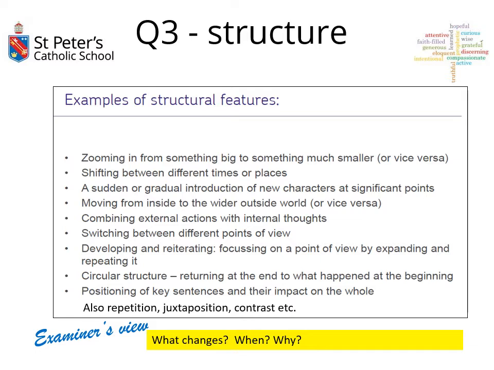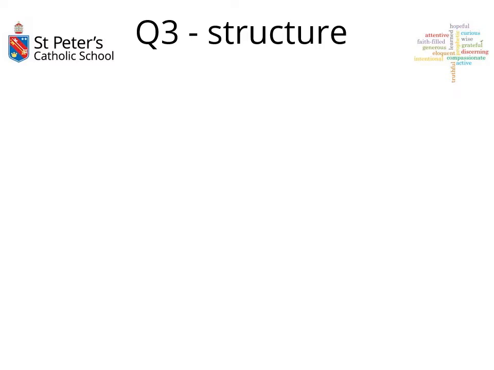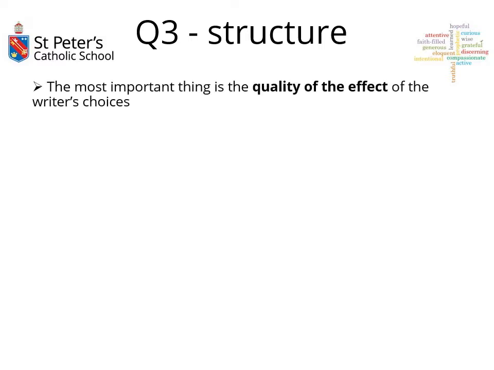So if you fundamentally answer these 3 questions, what changes, when does it change, and why does it change, and particularly why does it change there, that will actually stand you in far better stead for this question. But what are we looking for when we're looking at this structure question? So firstly, just like language, the most important thing is the quality of the effect of the writer's choices. So what does that choice do to the reader is what you have to show.